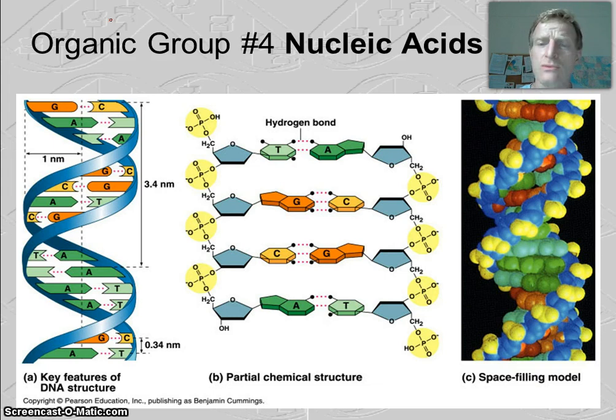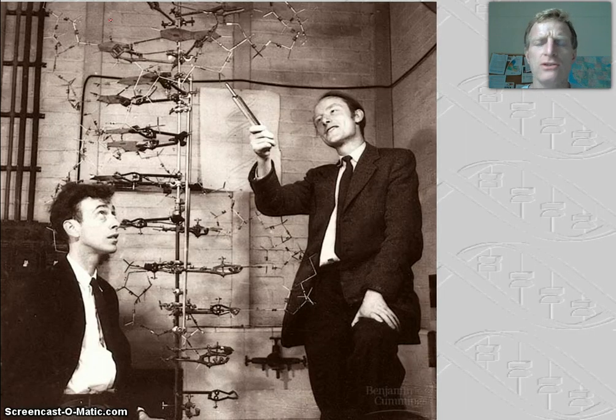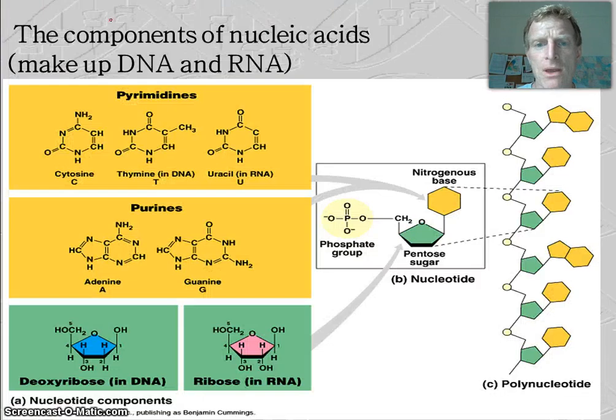Anyway, nucleic acids, we commonly call them DNA and then RNA. So we'll talk a little bit more about DNA and RNA now. First off, these are the two guys that discovered the structure of DNA. Their names were James Watson and Francis Crick. They're kind of controversial. They stole some of their data from a woman and didn't give her credit. She died of cancer. But anyway, Watson and Crick are the two guys that you'll hear a lot about in terms of discovering the structure of DNA.